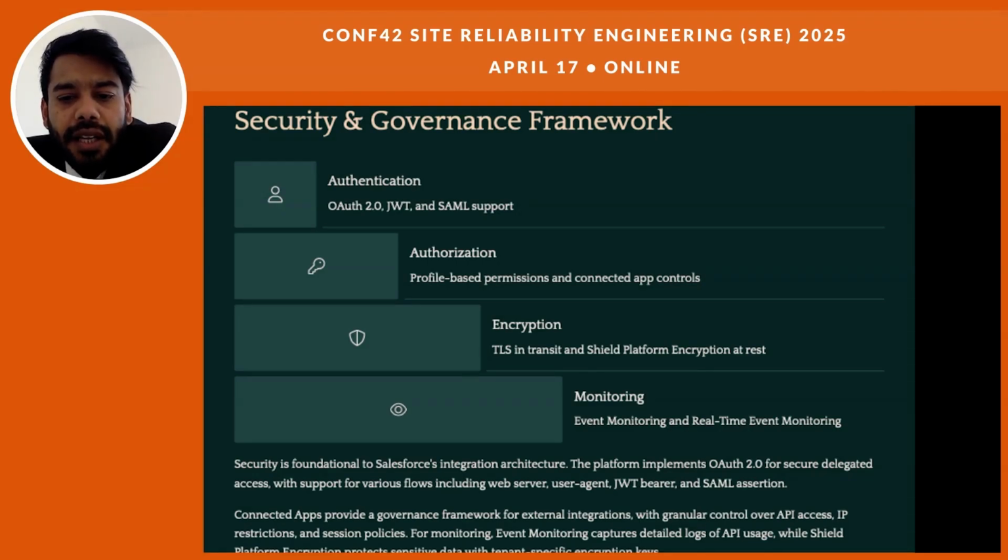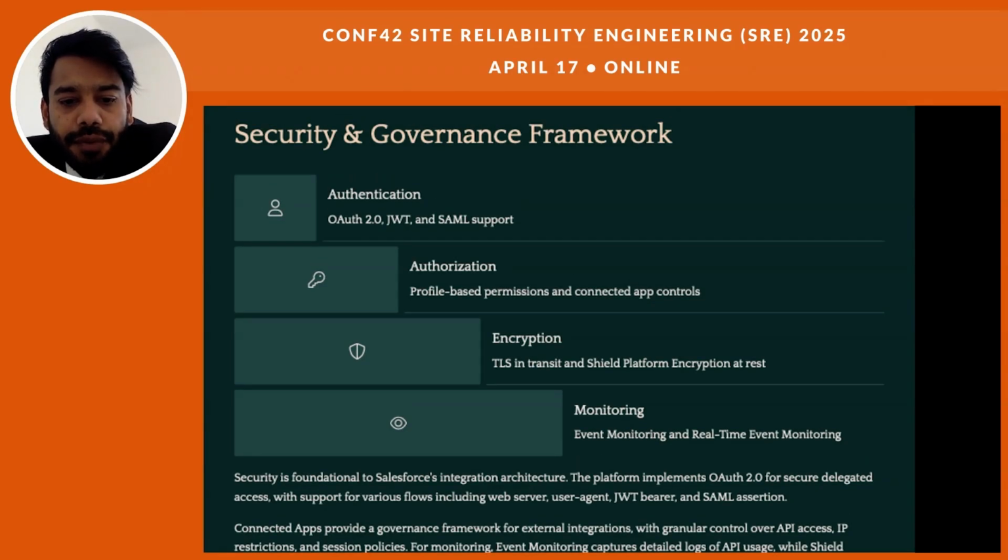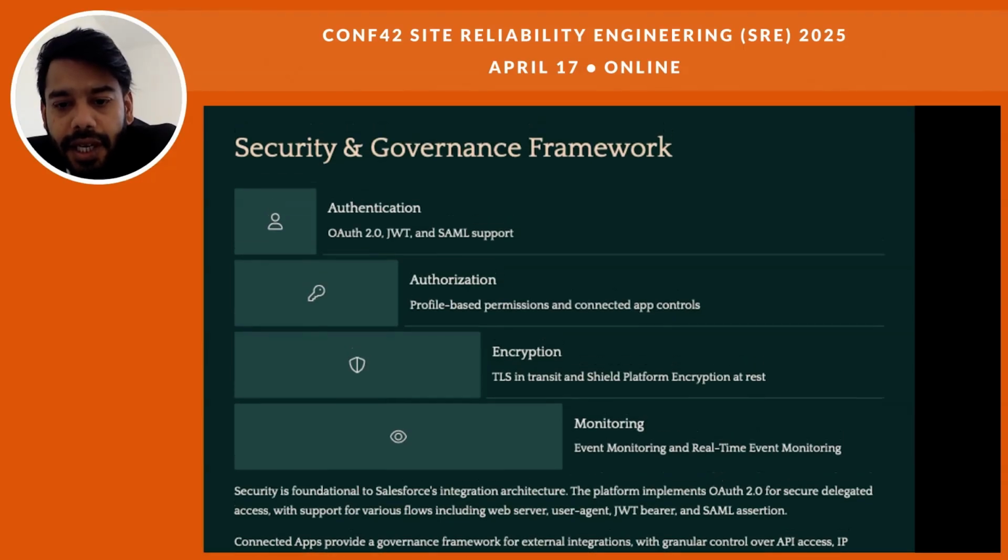For monitoring, event monitoring captures detailed logs of API usage, while Shield Platform Encryption protects the sensitive data with tenant-specific encryption keys. So for connected apps, we have a different framework in place for authentication. We have the connected app framework where we create a connected app for every external system, and then authentication will be declared at the connected app level.